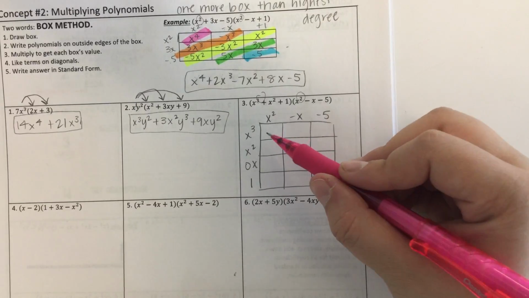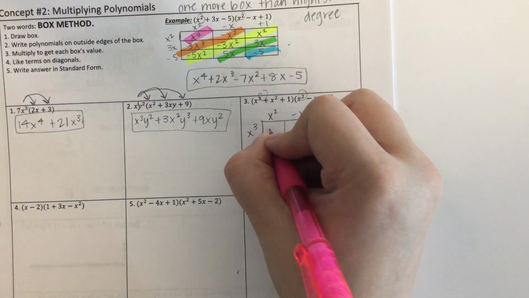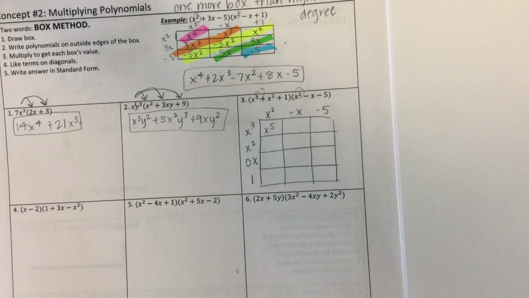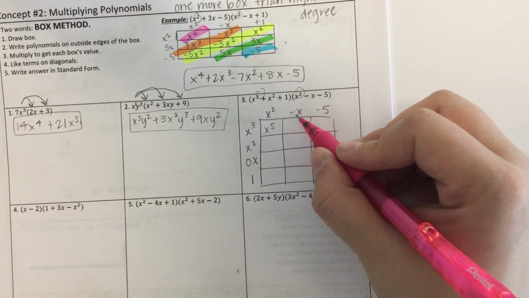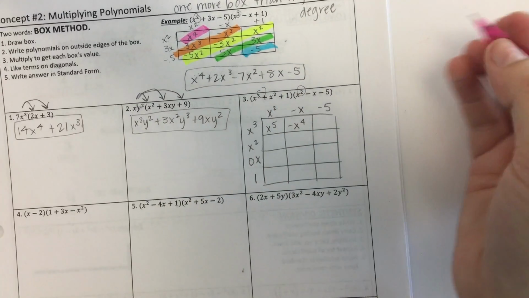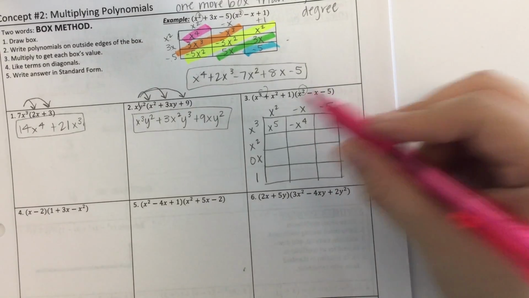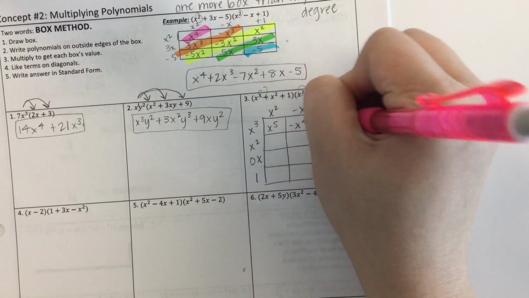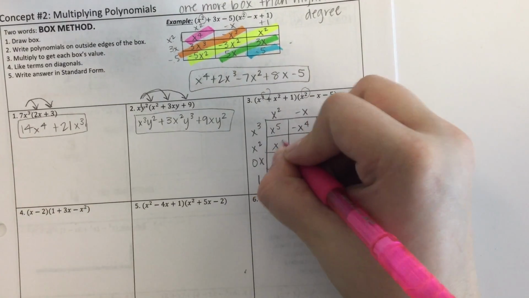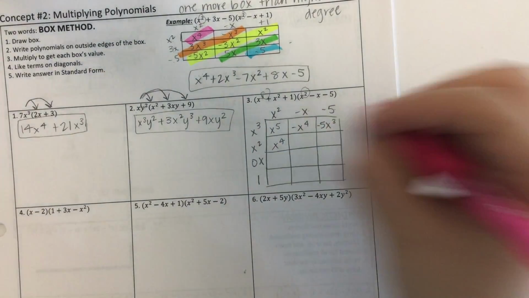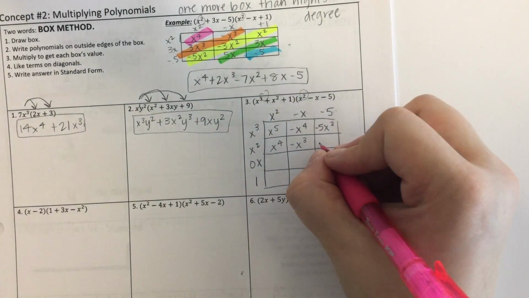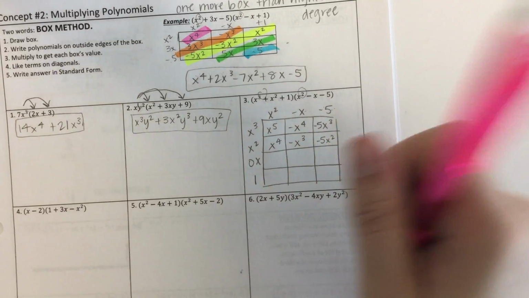So, x cubed and x squared make x to the 5th. I'll drop my highlighter. Okay. And negative x and x cubed make negative x to the 4th. I'm kind of a klutz in case you haven't figured that out already. Negative 5 times x cubed is negative 5x cubed. Alright, x squared and x squared make x to the 4th. Negative x and x squared make negative x cubed. Negative 5 and x squared make negative 5x squared.